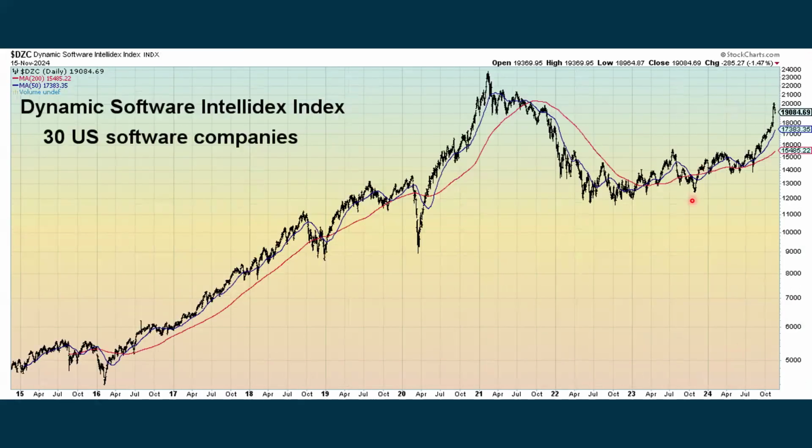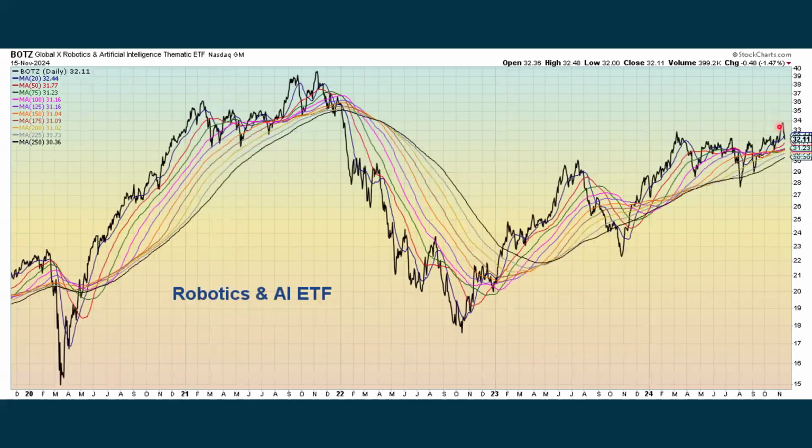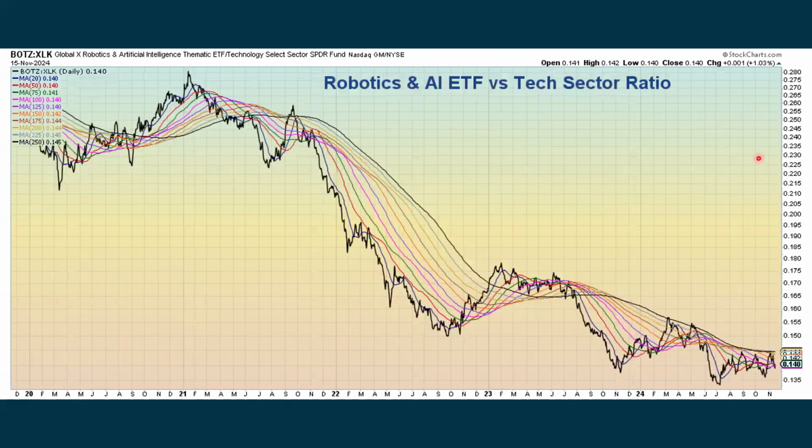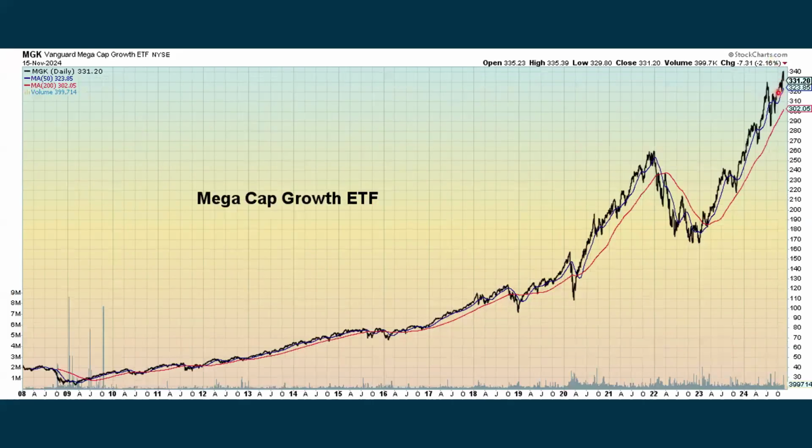The big software companies showing some strength here, pulling back recently, but still looking a lot stronger. The robotics and AI ETF coming back down to the top end of the rainbow, and still at the bottom end of the rainbow when we do a ratio between the robotics and AI ETF and the tech sector. Mega cap growth pulling back, but still looking really solid here.